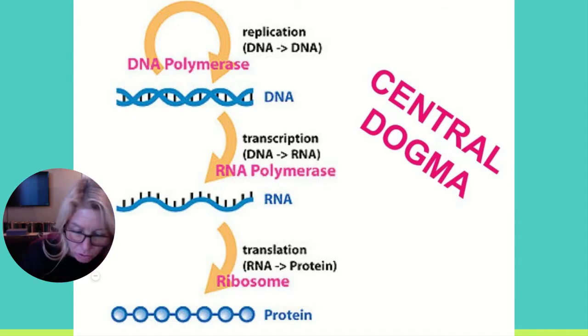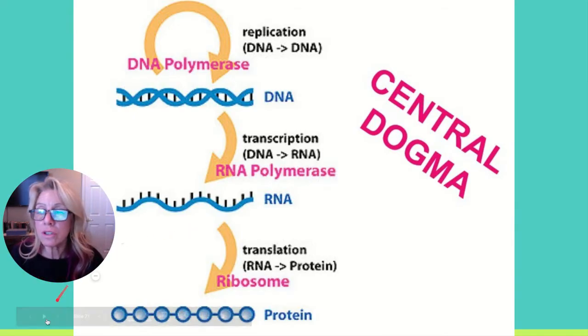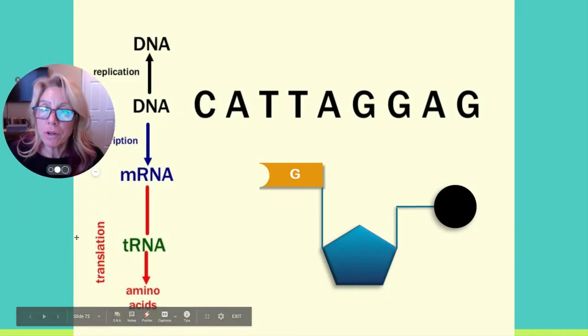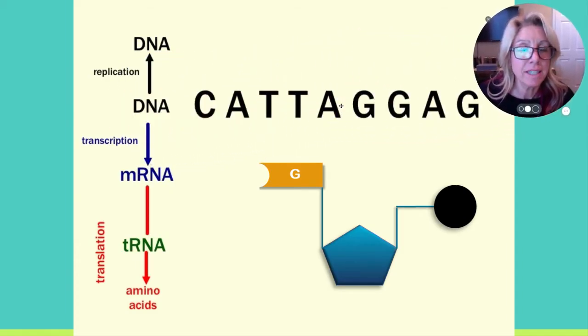So underneath central dogma: DNA to RNA to protein. Next, I wanted to give you a little bit of practice in case you were asked to identify what the complementary base pairing would be.